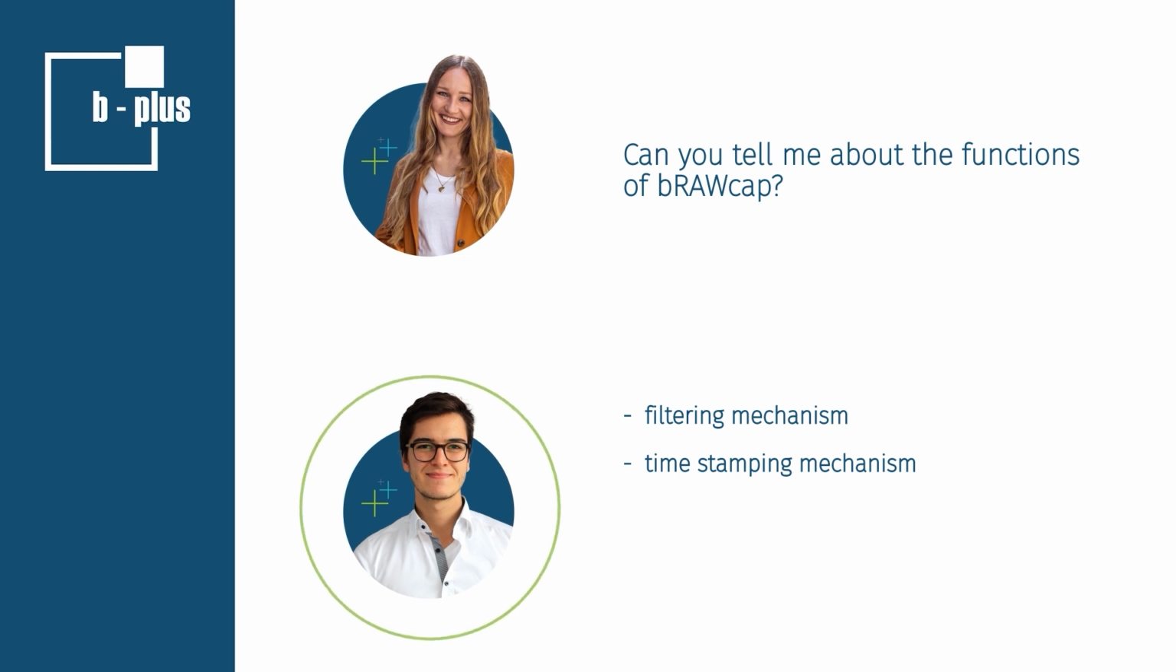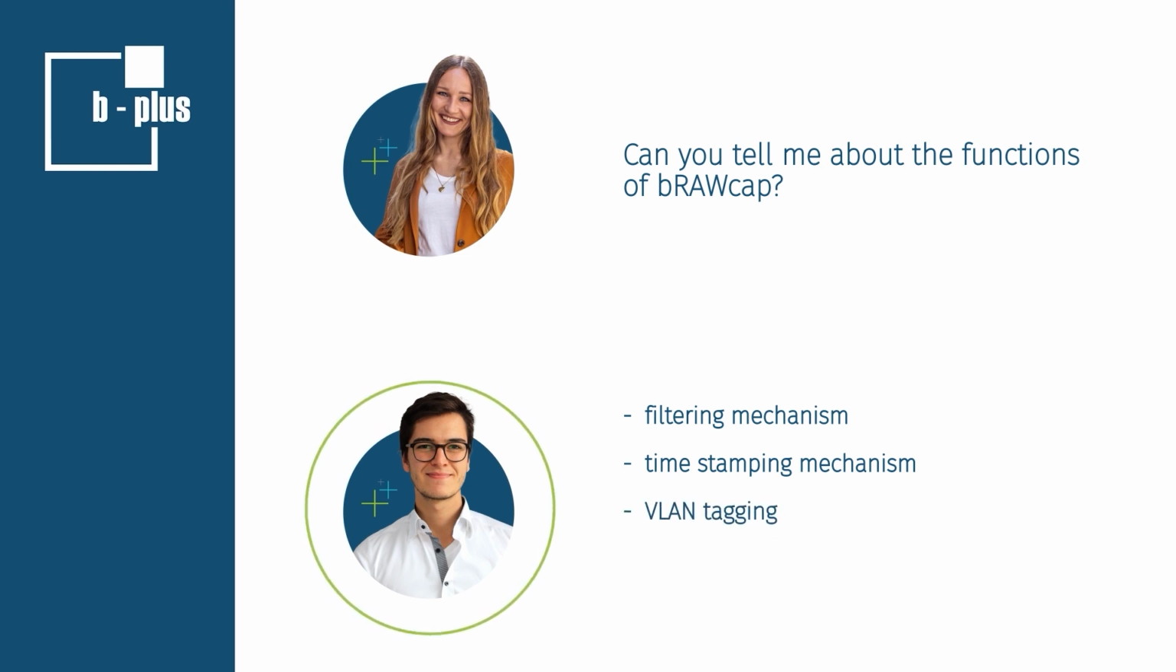The next important feature is VLAN tagging, because in many situations today you use VLAN in your network, and this is a very important property which you may want to record. Therefore, bRAWcap provides the functionality that you can place the VLAN tag inside the packet payload. This is almost always cut off in every other solution which I know.